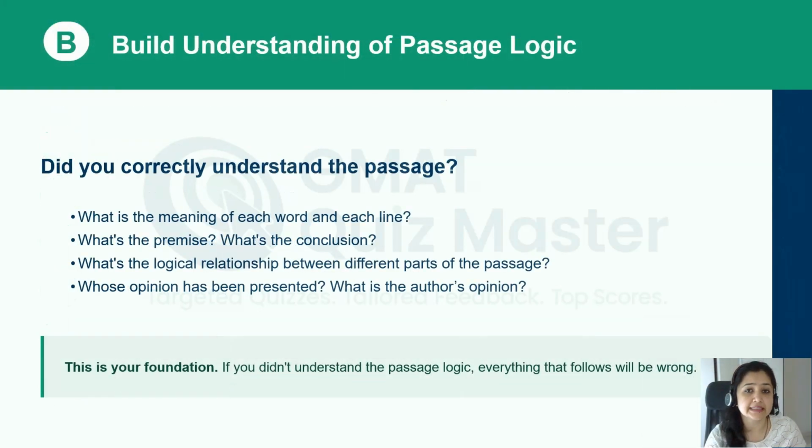B stands for Build Understanding of Passage Logic. This is your first checkpoint. Did you correctly understand the passage meaning and passage logic? Notice it covers both the words, that is, the meaning of the passage, as well as the logic of the passage. What is the meaning of each word in each line? What is the premise? What is the conclusion? What is the logical relationship between different parts of the passage? Whose opinion has been presented? What is the author's opinion? If you do not understand the passage properly, its meaning, or its logic, you will falter in the analysis that follows. And that is why this is your foundation for solving the question.